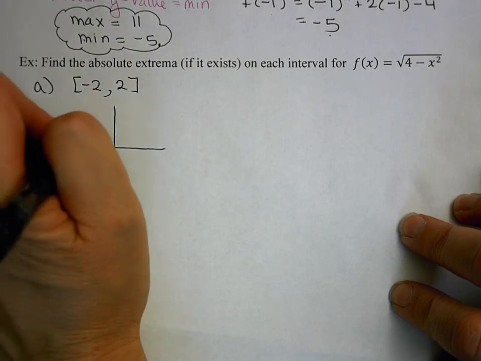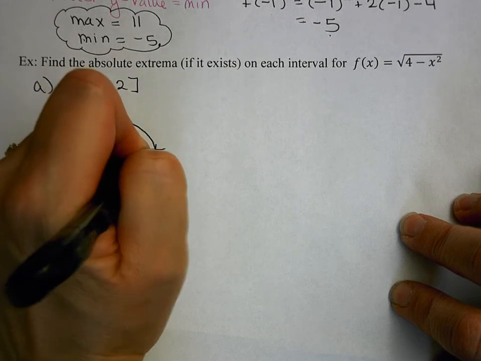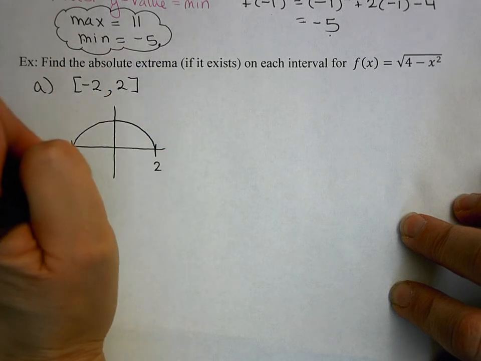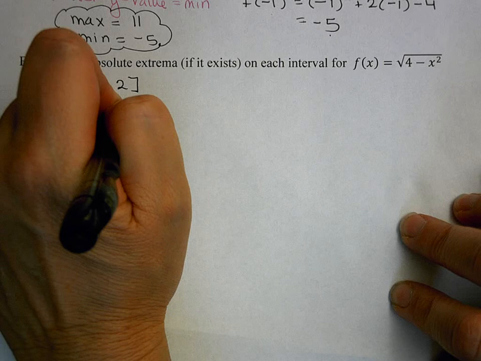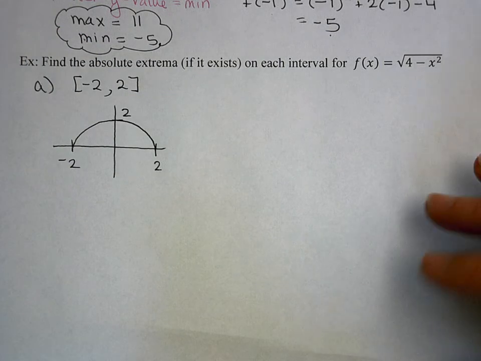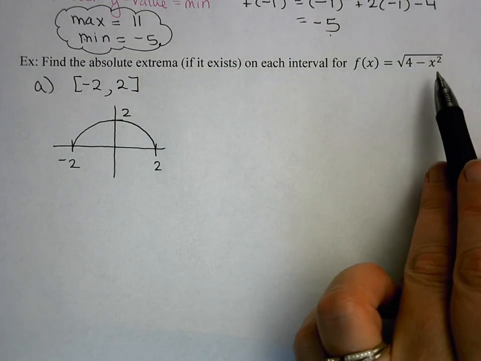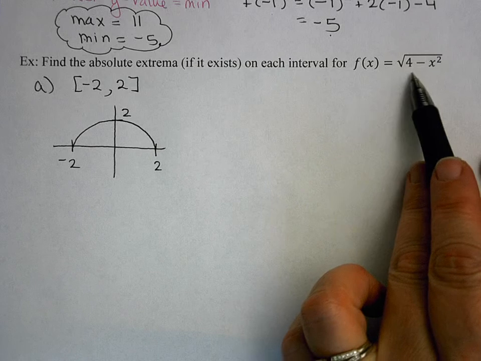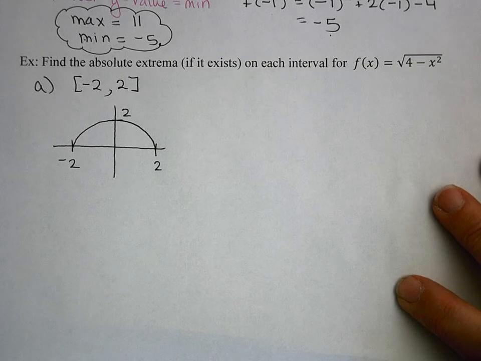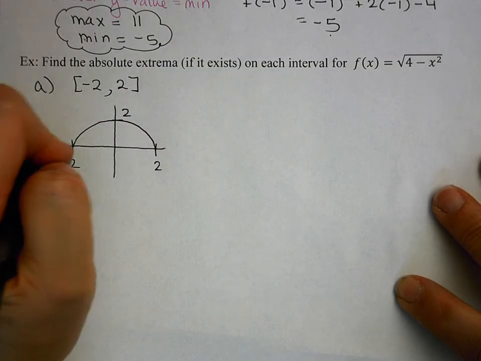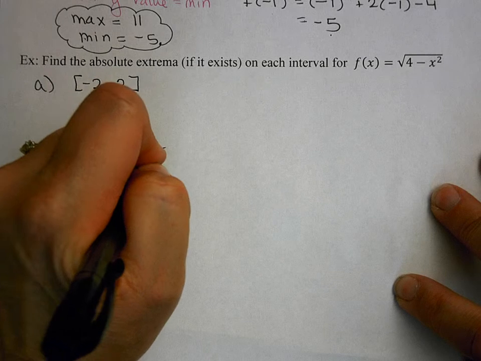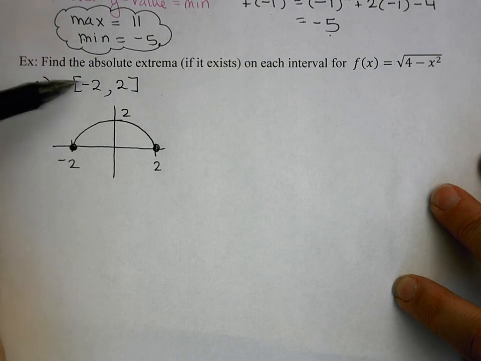So this is just a semicircle with radius 2, right? That's from our parent graphs that we worked with last year. So this would be just a semicircle with a radius of 2. And it's closed at the -2 and the +2, and that's what the brackets are, right? So brackets give us closed intervals.